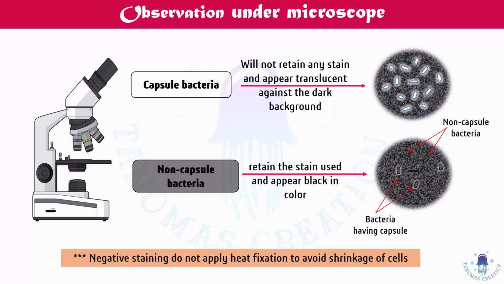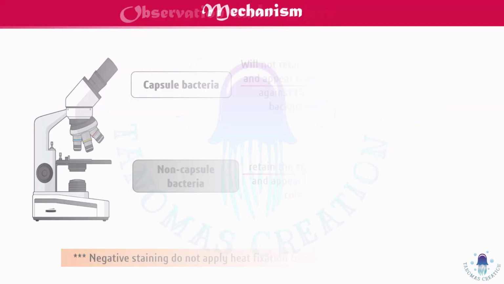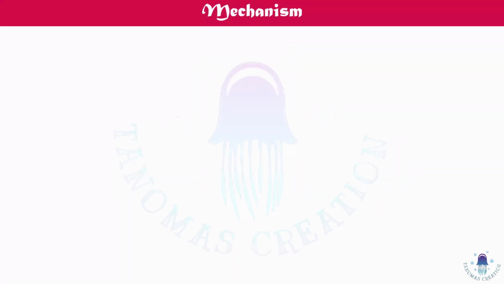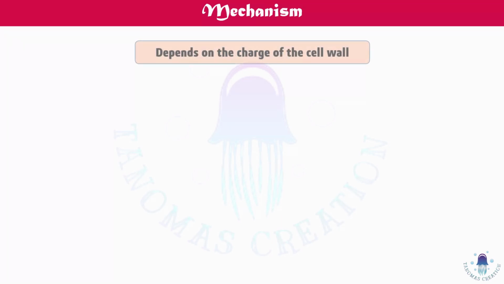Now, in this staining method, one step is avoided, that is heat fixation. Negative staining does not apply heat fixation in order to avoid shrinkage of the cell. So the heat fixation step which we have seen in our separation methods, we will not use in this structural visualization method. Now, coming to the mechanism of negative staining, the mechanism depends on the charge of the cell wall.